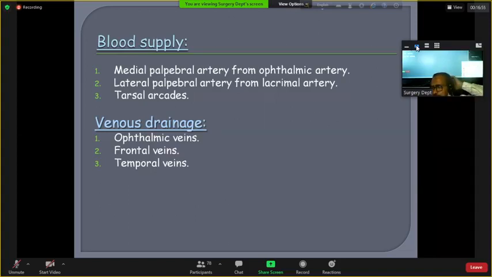Nerve supply is more important because of motor and sensory supply. Motor, that is the muscles of the eyelids, and sensory supply in the upper eyelid by the ophthalmic division of the trigeminal nerve, and lower eyelid by the maxillary division of the trigeminal nerve.